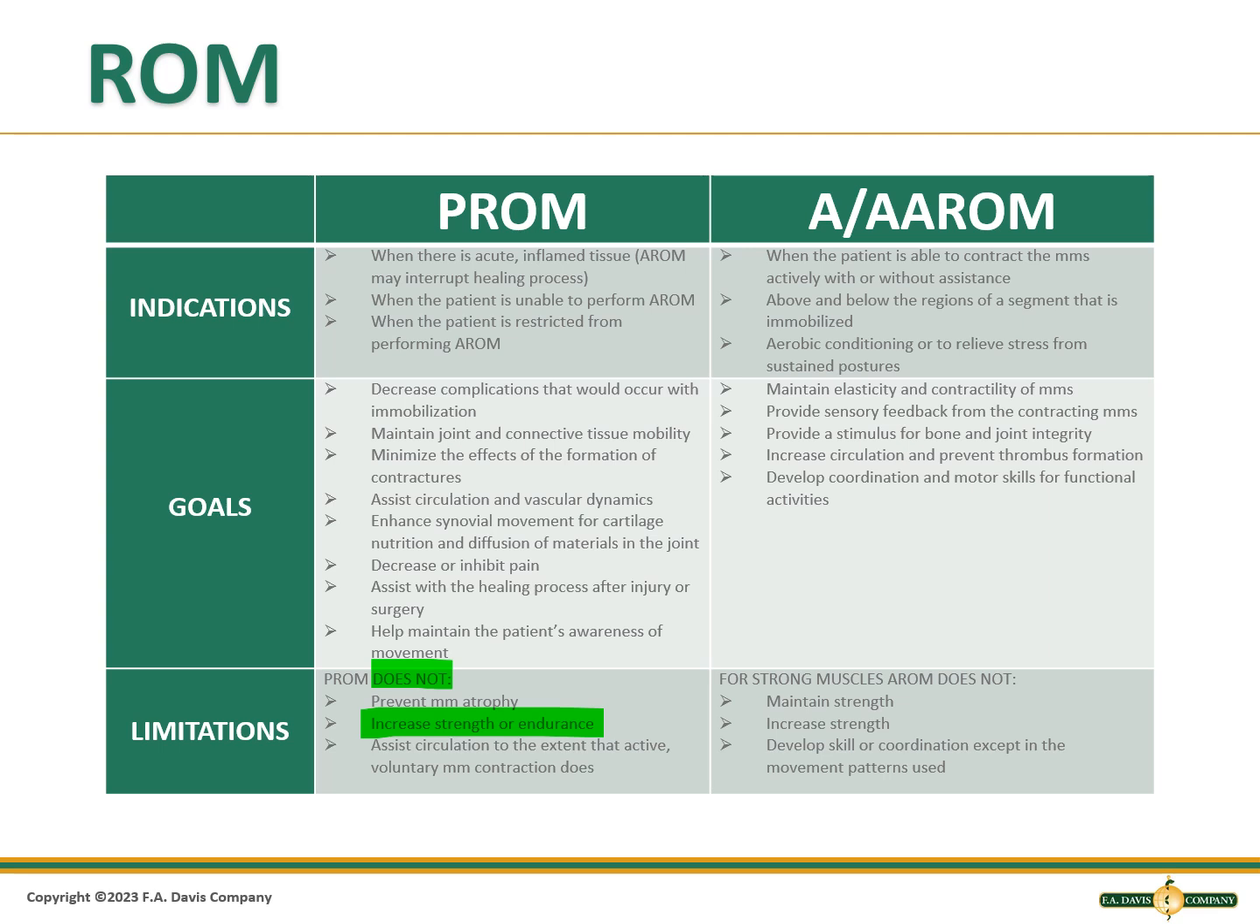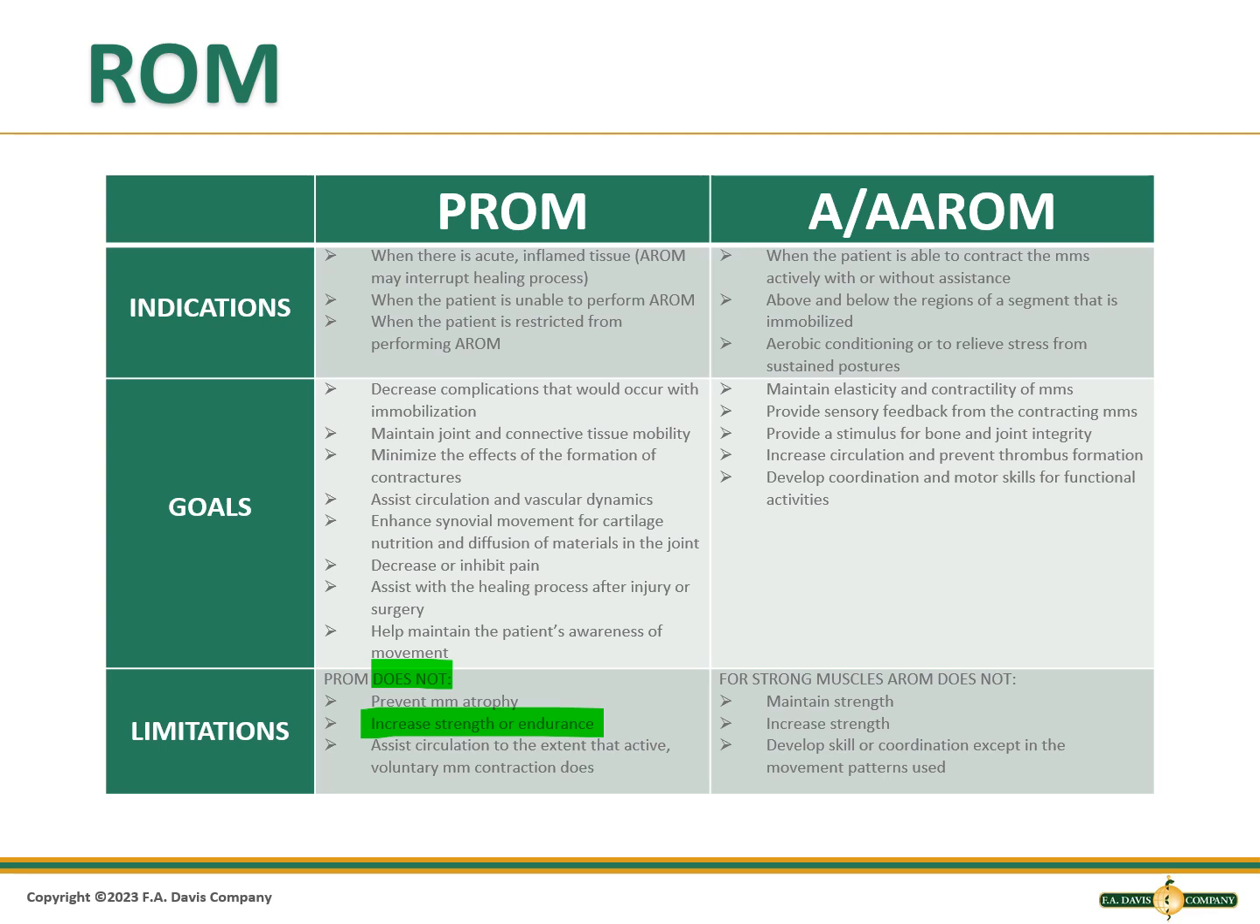The goals of passive range of motion are to decrease complications that would occur with immobilization, such as the development of contractures, maintain joint and connective tissue mobility, minimize the effects of the formation of contractures, assist in circulation and vascular dynamics, enhance synovial movement for cartilage nutrition and diffusion of materials in the joint, decrease or inhibit pain, assist with the healing process after injury or surgery, and help to maintain the patient's awareness of movement. So passive range of motion does a lot of good things to keep the joints moving, keep the tissues from getting too tight, and providing nutrients and circulation when the patient can't move themselves.